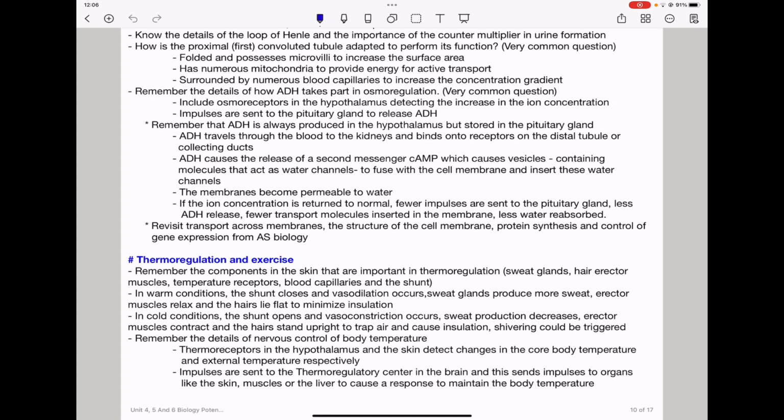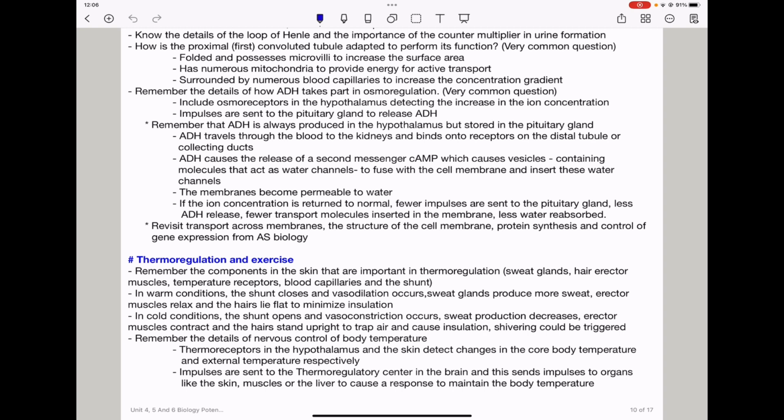Moving on to thermoregulation and exercise. Remember the components in the skin that are important in thermoregulation, like sweat glands, the hair erector muscles, temperature receptors, blood capillaries, as well as the shunt. You should know that in warm conditions, the shunt closes and vasodilation occurs. The sweat glands produce more sweat, erector muscles relax, and hairs lie flat to minimize insulation.